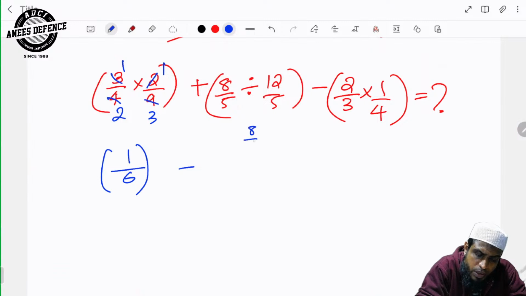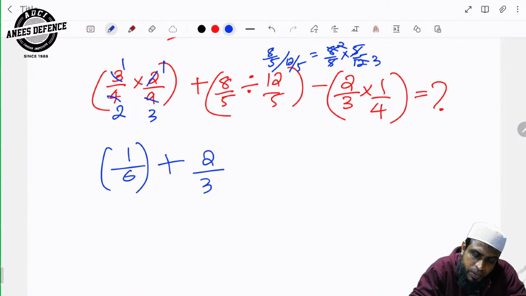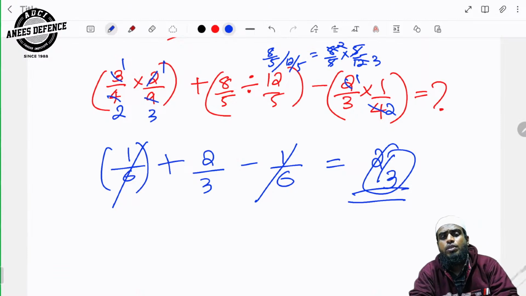Here, this can be written as 8 by 5 divided by 12 by 5, which means 8 by 5 into 5 by 12. 5 cut, 2 into 4, 3 into 2. So the answer will be 2 by 3 here minus 1 into 2, 2 into 2, 1 by 2 into 3, 6. So minus 1 by 6, the 1 by 6 cancel. The answer will be 2 by 3. So that is a simple question. They are checking our calculation ability.